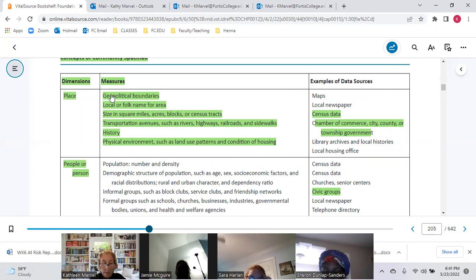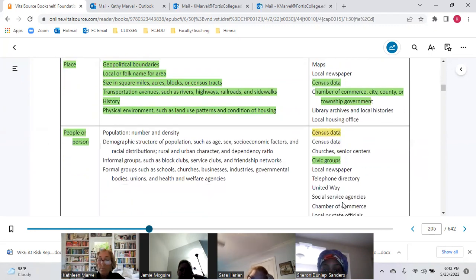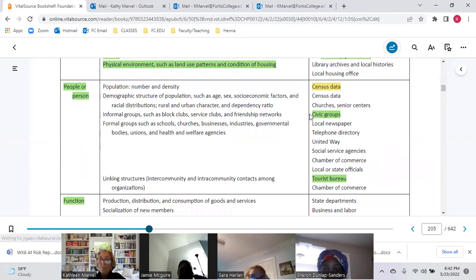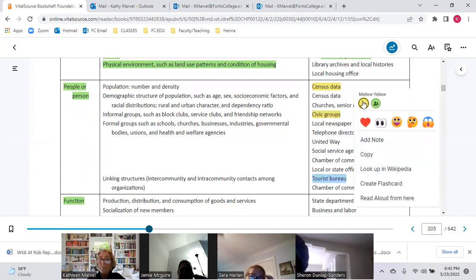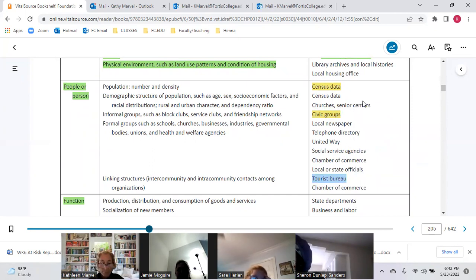So when we are measuring the dimension of people, how would we get that information? We may get that information from the census, the Tourist Bureau, civic groups. So this is where we're getting our information. Again, we're talking about people here. Look at all the places we might get our information if we want to get information about the people, the population.